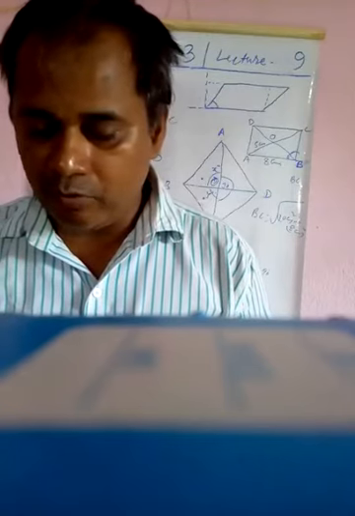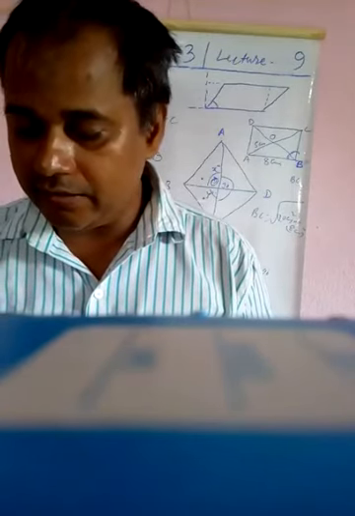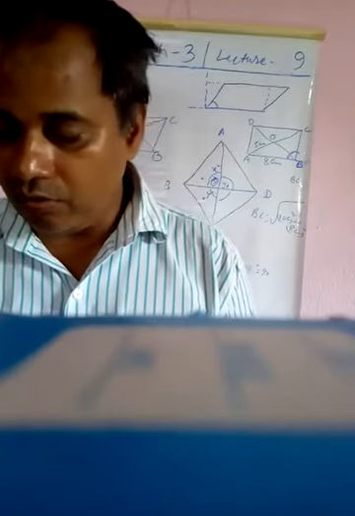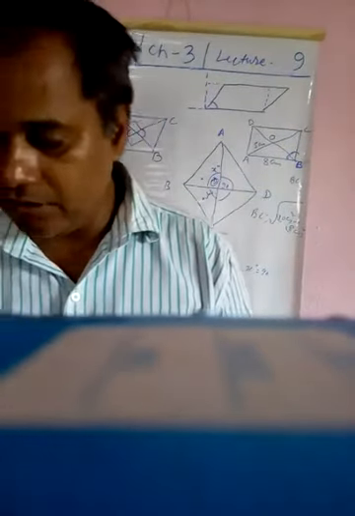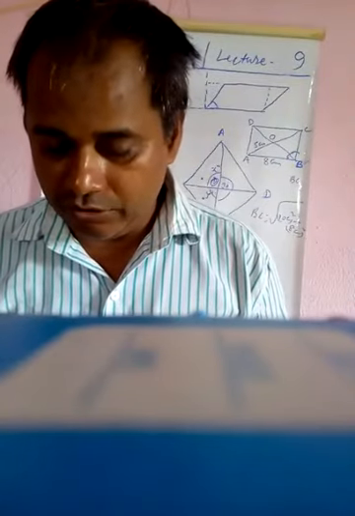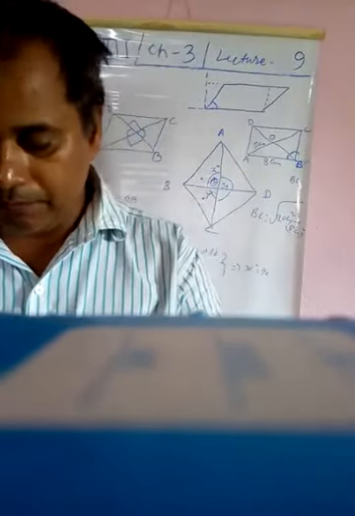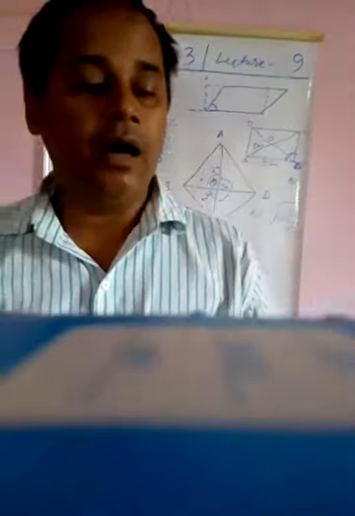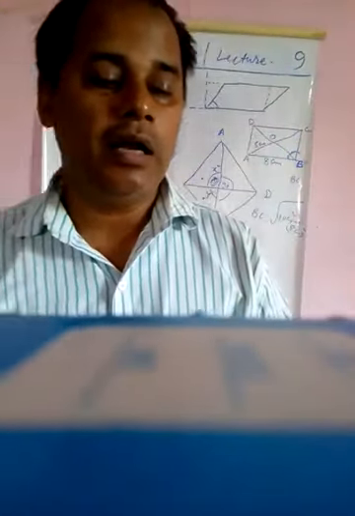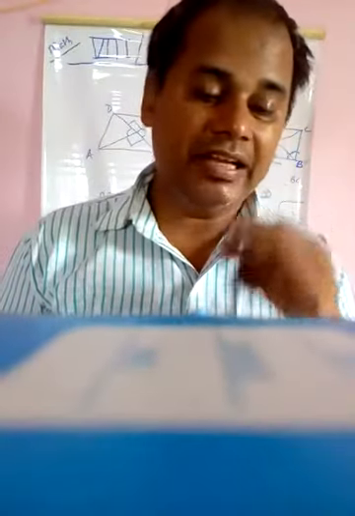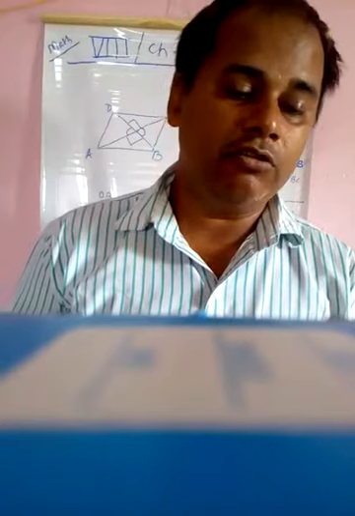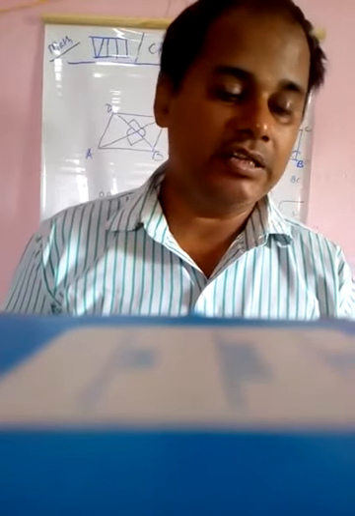As the diagonals of a rhombus bisect each other at a right angle, therefore AO is equal to half of AC. AC is equal to 24. So AO is equal to 12, and BO is equal to 5 centimeter. By the Pythagoras theorem, AB square is equal to AO square plus BO square, and finally after solving you will get AB is equal to 13. So the length of each side of the rhombus is 13 centimeter.